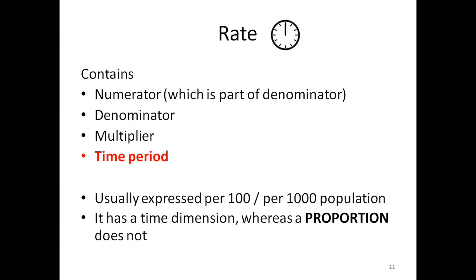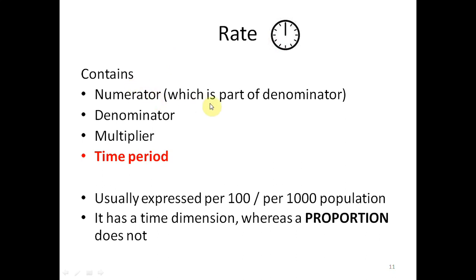The second one we are seeing is rate. Here the time factor comes. The time factor only comes in rate. We have seen cricket matches, where usually we see over rate and run rate. How many runs are scored per over, how many overs are bowled per hour. All these are rates. So there will always be a time factor.